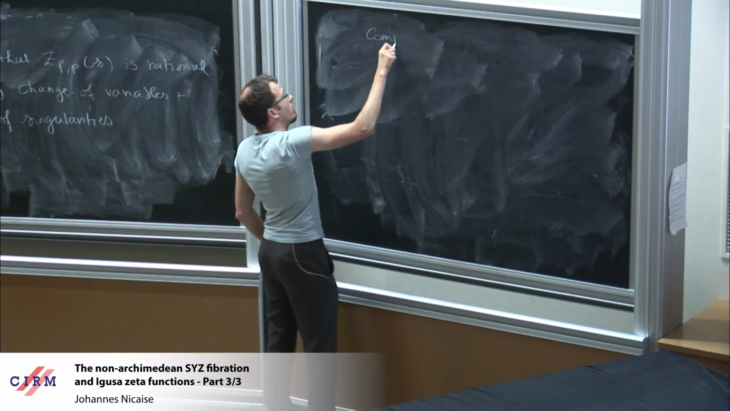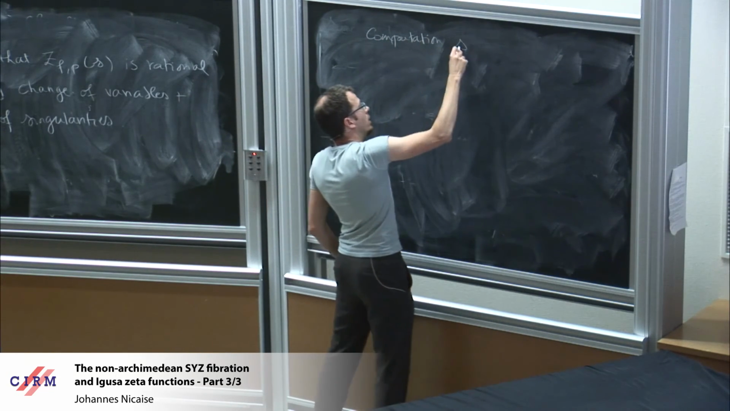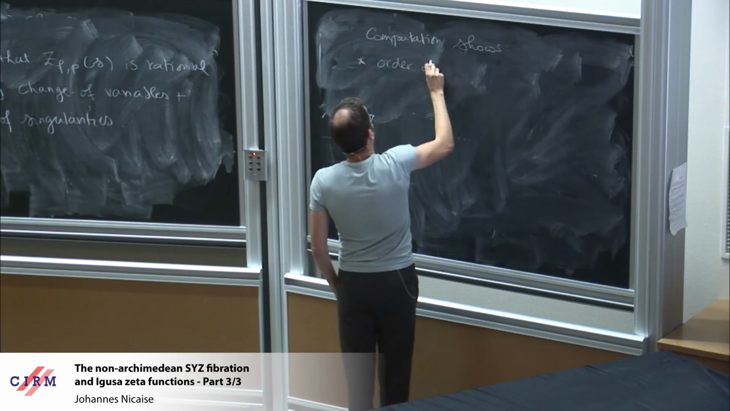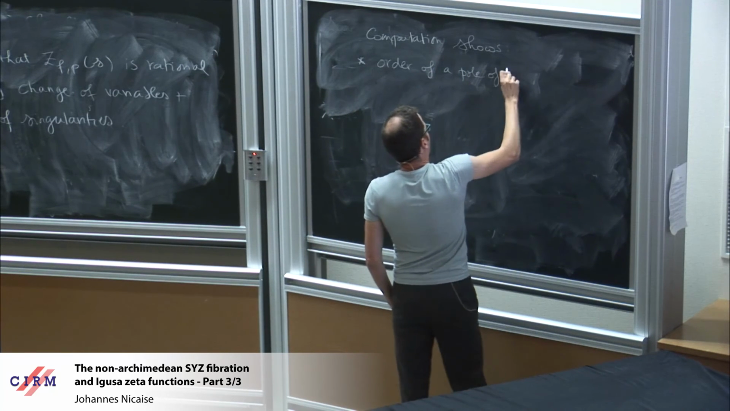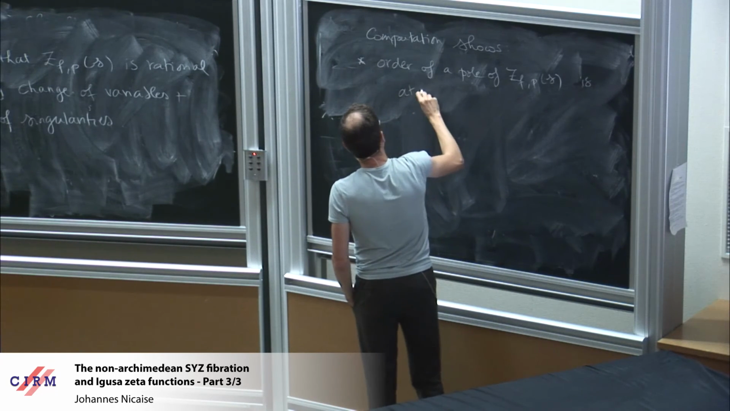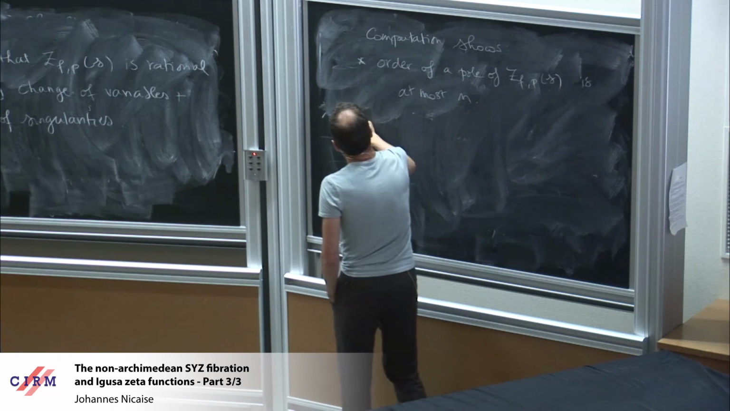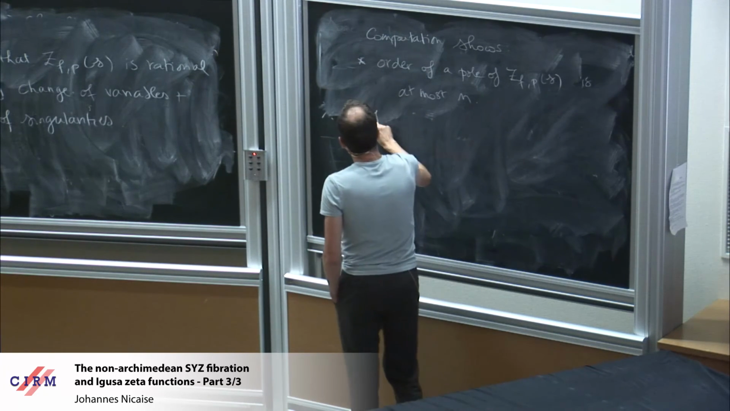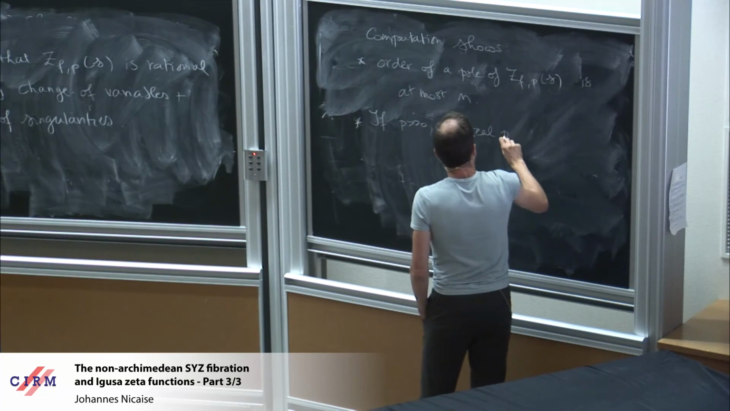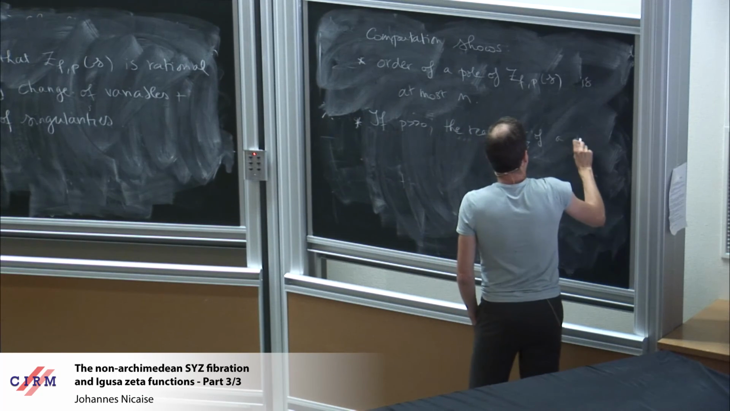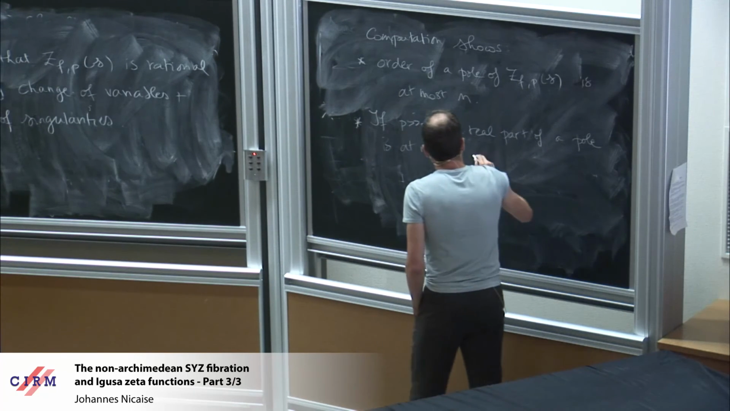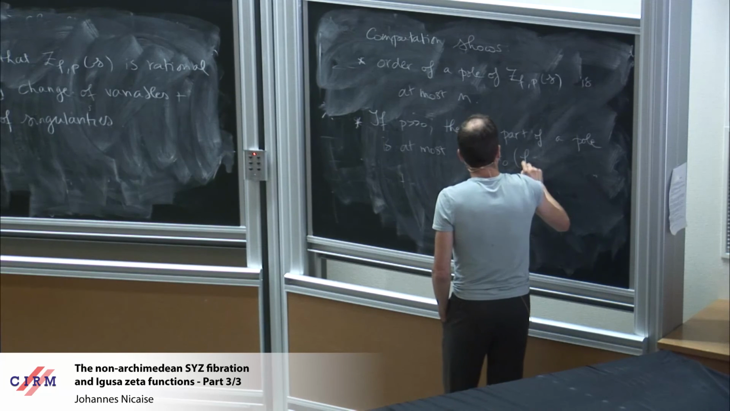So the computation shows that the order of a pole of the zeta function is at most the number of variables. And second, at least if p is sufficiently large, the real part of a pole is at most minus the log canonical threshold of f at 0.